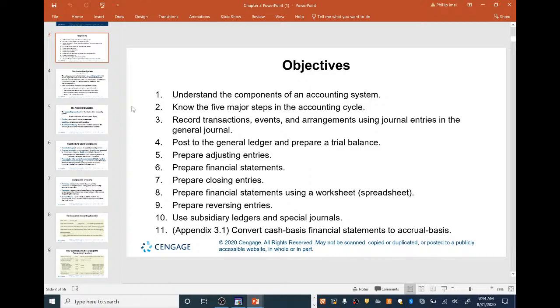So today we want to understand the components of an accounting system. Also know the 5 major steps in the accounting cycle. Then we want to record transactions, events, and arrangements using journal entries in the general ledger. Okay, so those are the 3 objectives that we're going to try to cover in today's lecture.